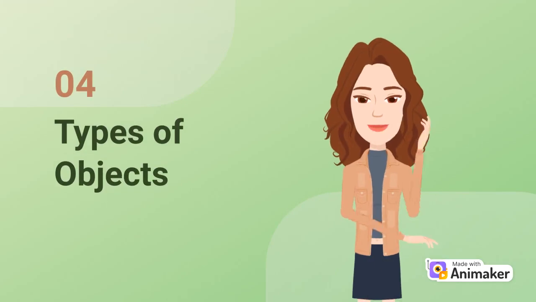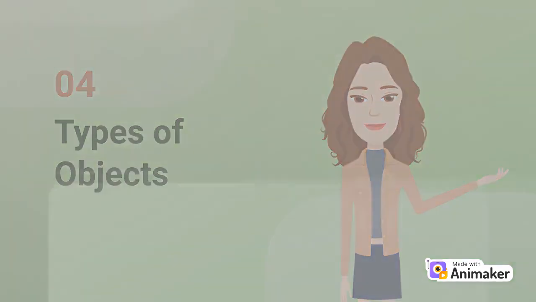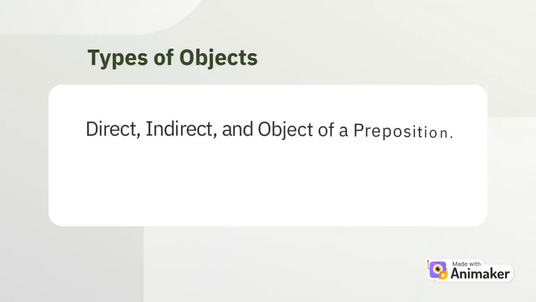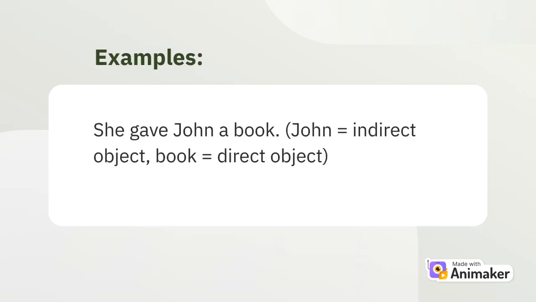Types of objects: direct, indirect, and object of a preposition. Examples: She gave John a book. John equals indirect object, book equals direct object.